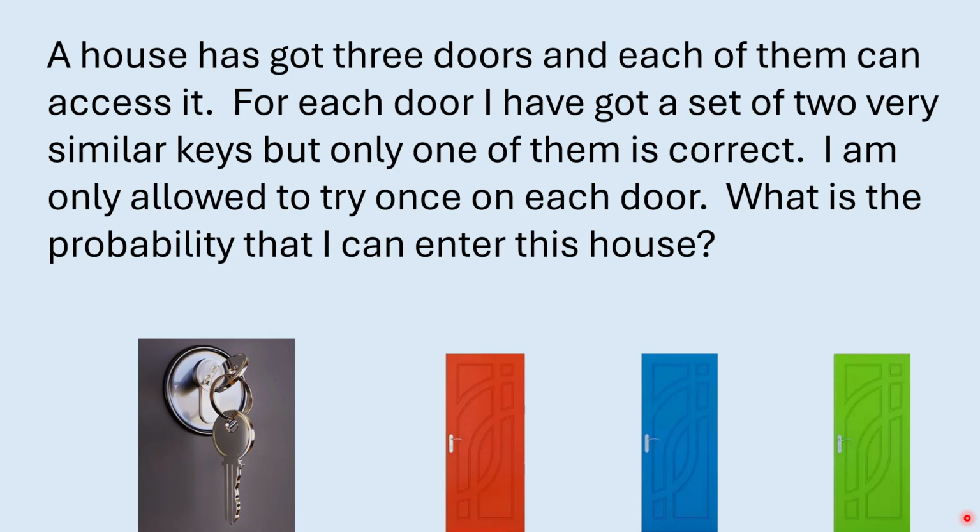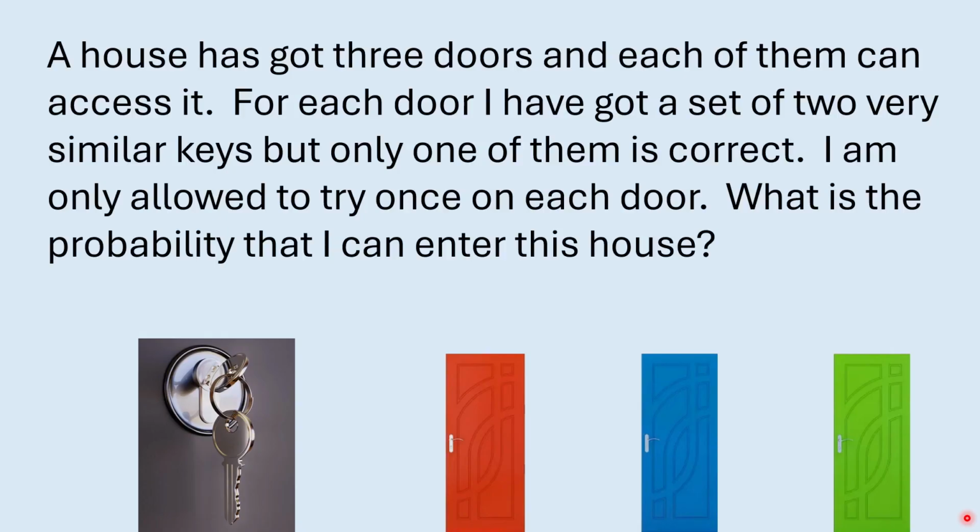For each door, I have a set of two very similar keys, but only one of them is correct. Of course, I have no idea which one is correct. And I'm only allowed to try once on each door. For example, I use one set of keys, one is correct, to try the first door. If I can open it, I will enter the house. If not, I have to use another set of keys, one of them is working, to try the second door.